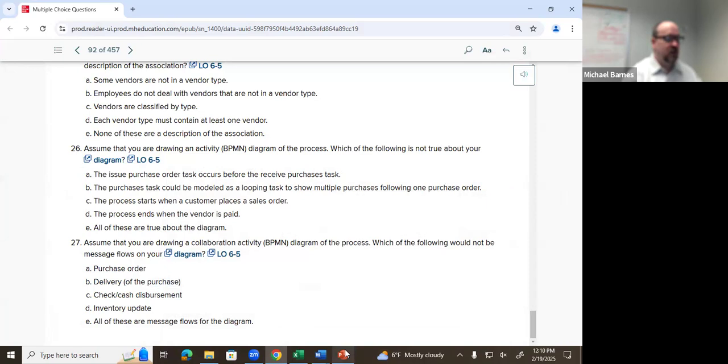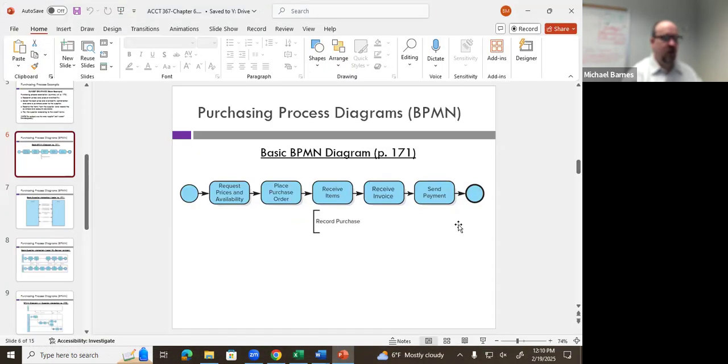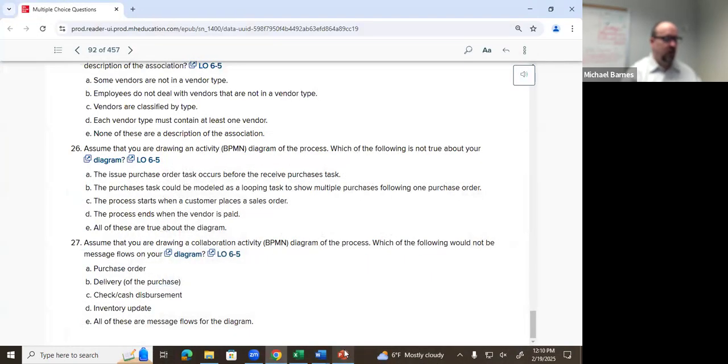I want to go down to D. The process ends when the vendor is paid. What do y'all think? That seem correct? Payment is made, we're done. All right, so that's true too.